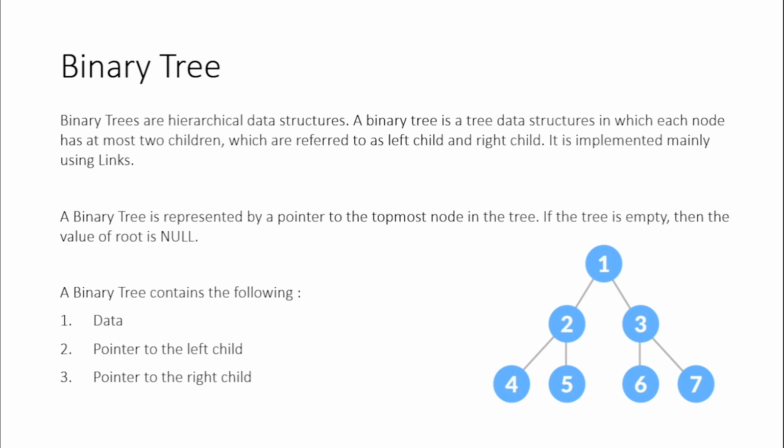Binary trees are hierarchical data structures. A binary tree is a data structure in which each node has at most two children, which are referred to as left child and right child. It is implemented mainly using links. A binary tree is represented by a pointer to the topmost node in the tree. If the tree is empty, then the value of root is null. A binary tree contains the following: data, pointer to the left child, pointer to the right child. And that continues as we go down.